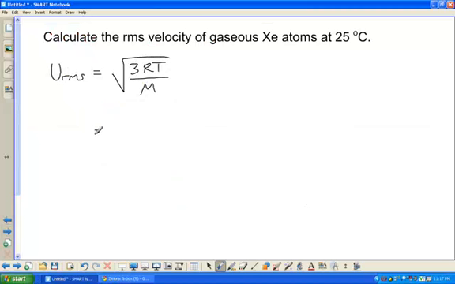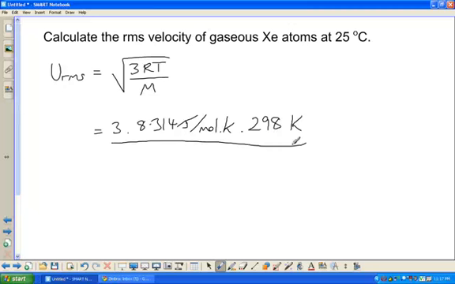Alright, so let's see what we have. 3 times 8.314 joules per mole per Kelvin times 298 Kelvin. Notice the Kelvin here is on the bottom, this Kelvin here is on the top. And then all underneath that we have our molar mass, except it's in kilograms per mole. So we have to make sure that we can calculate that, because we've got to put it down here.